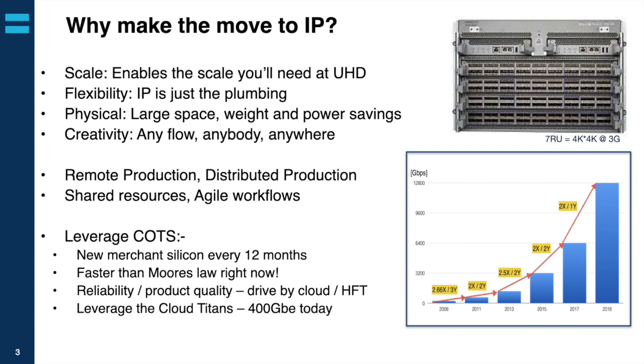And then the one that's really, I think, most important is changing workflows and changing the way we're creating stuff. Being able to have any flow available to anybody and have anybody working anywhere. These are things that are really changing the way that we're working. Certainly right now with big growth in remote production, distributed production, people working from home, people having to work from home, this sort of IP connectivity is really making a big difference to the way people are building their workflows and being able to be more agile.